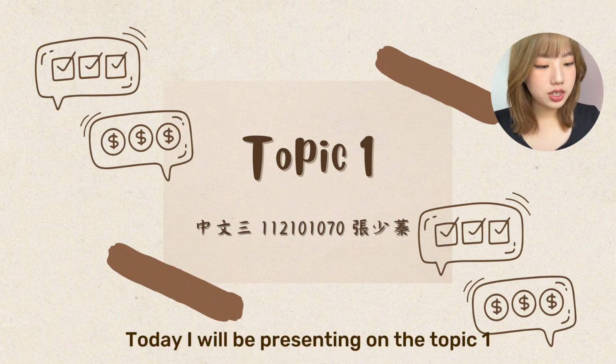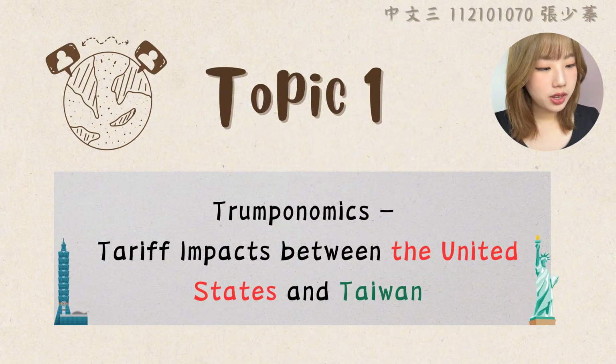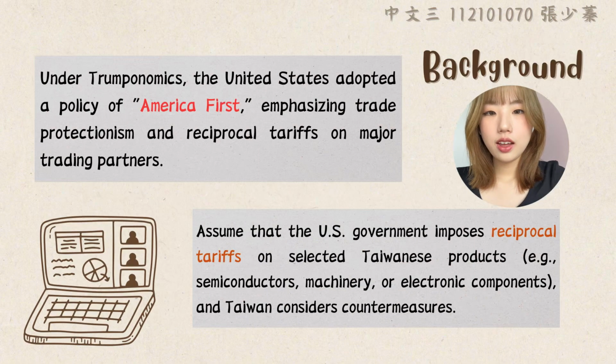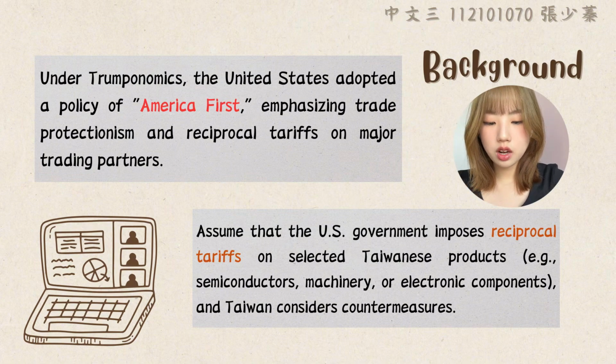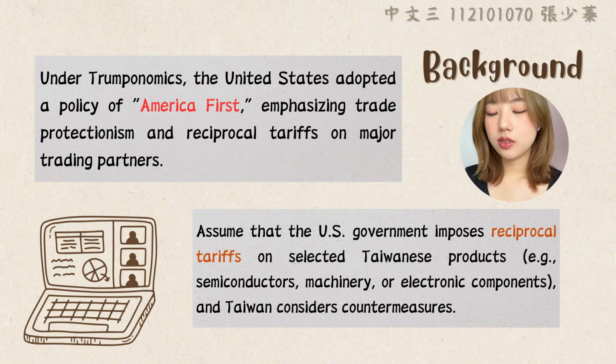Today I will be presenting on the topic 1, Trumponomics, tariff impacts between the United States and Taiwan. Under Trumponomics, the United States adopts a policy of America First, emphasizing trade protectionism and reciprocal tariffs on major trading partners. Assume that the U.S. government imposes reciprocal tariffs on selected Taiwanese products, for example, semiconductors, machinery, or electronic components, and Taiwan considers countermeasures.